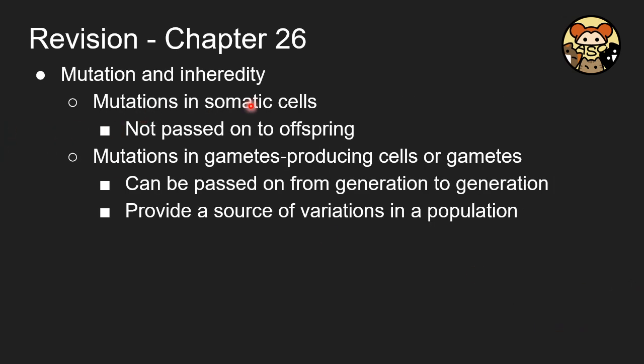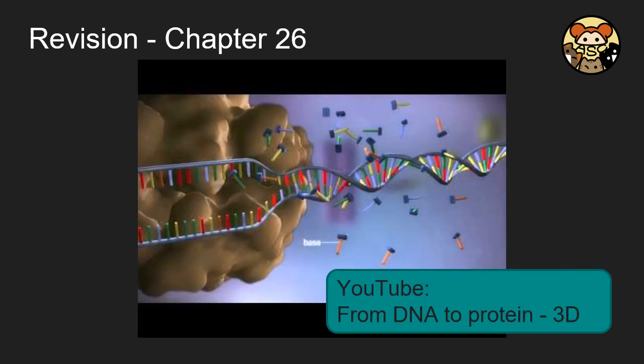Now for mutation and inheritance: how may you inherit a mutated gene from your father or mother? Mutations in somatic cells are not passed on to your offspring. However, if the mutation occurs in the gamete-producing cells or in the gamete itself, it can be passed on from generation to generation. Normally, it is a good thing because it provides a source of variation to the population. However, because a lot of mutations are not useful in a human sense, it may not be that helpful. If you would like to know more about transcription and translation, please go to YouTube and look for the video From DNA to Protein in 3D, which has subtitles in Chinese and English.